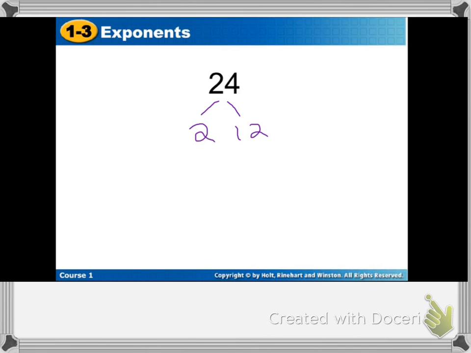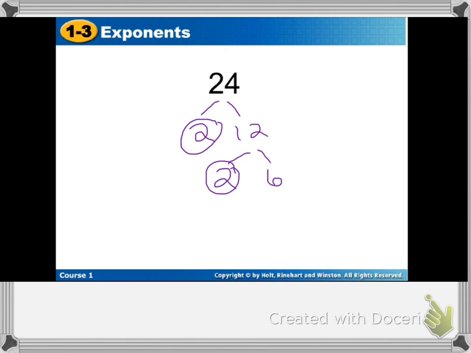I'm going to look at these and say, okay, well, 2 is prime, so I'm going to circle it because then I know that branch of my tree has stopped. 12, however, is composite. It has more than 2 factors, so that means I have to continue on that side of my tree. My goal is to get every branch of my tree to where they are all prime numbers. So when I think about 12, well, 2 times 6 would give me 12. So I branch this down into 2 and 6.